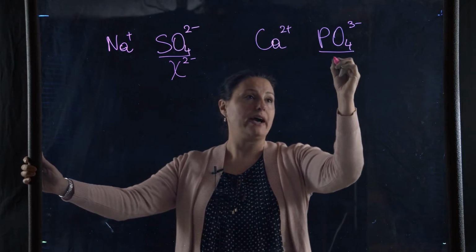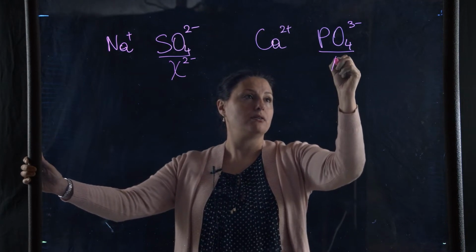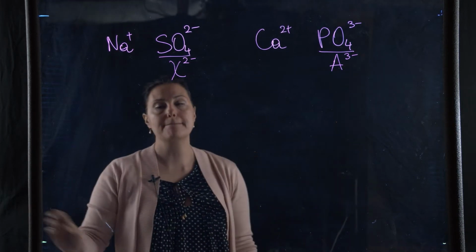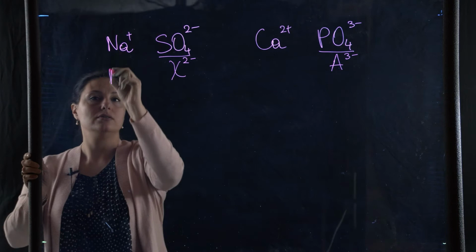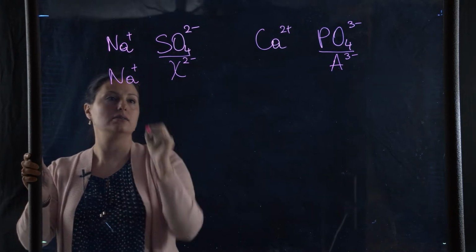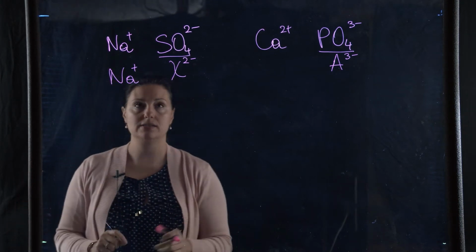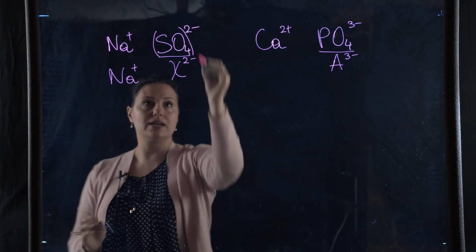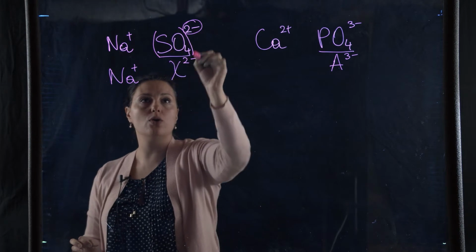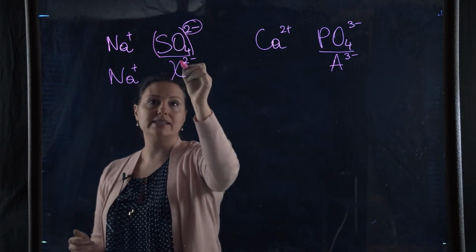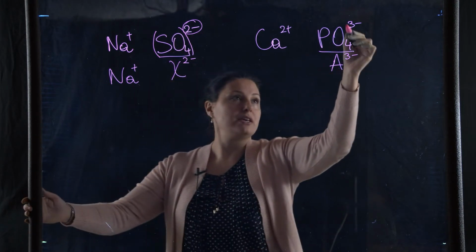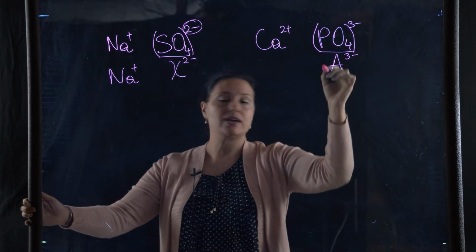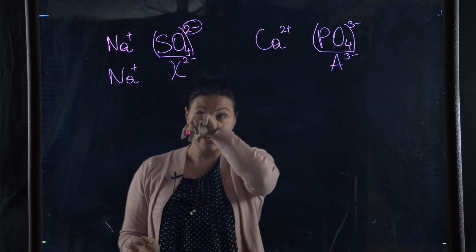Same thing here. I could do this with an A, 3-. Okay? So I have sodium plus and an X, 2-. You will have to treat this as a unit, because that 2- charge is over this whole thing. That's why I say replace it with an X. The same thing, this 3- charge is over this whole unit here. That's why I just replaced it by an A.